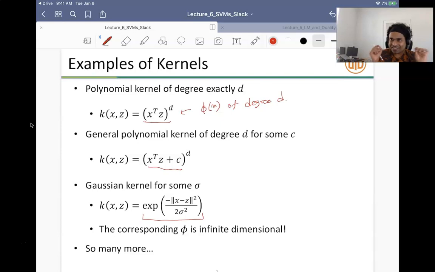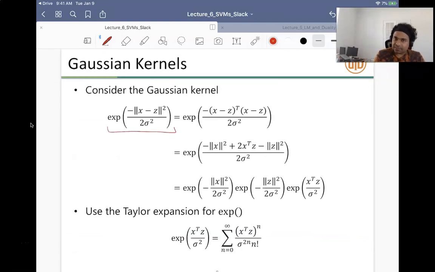What is somewhat strange with this is that if you look back at the primal formulation, the corresponding phi is actually infinite dimensional. The reason for this is that you can expand out the Gaussian here. You expand the square out, and you get exp raised to minus x square, exp raised to minus z square, and then exp raised to x transpose z. Now you can use a Taylor series expansion for exp, and you can write the term exp of x transpose z divided by sigma square as the sum of x transpose z raised to n. You have these inner multiplications, so you can take this out, and then expand this term into x transpose z raised to n. So what this means is that this is actually an infinite degree polynomial.